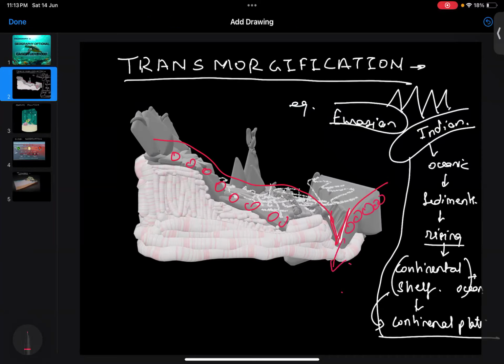Because of the high deposition in this region, in the future it will rise above the water, being converted into a continental plate. Very important concept. This has been in the news. Certain studies have been conducted in this region.